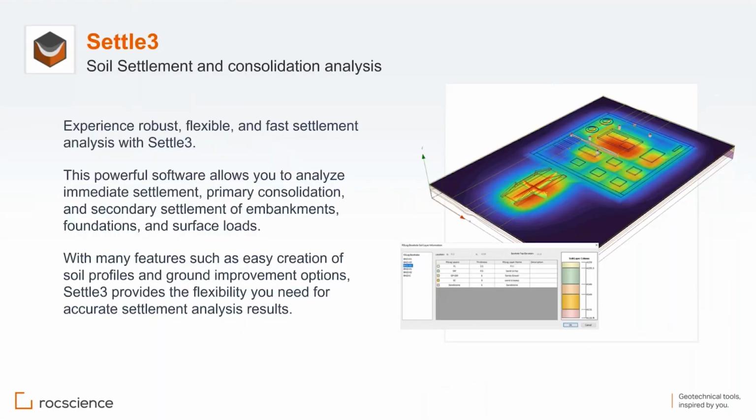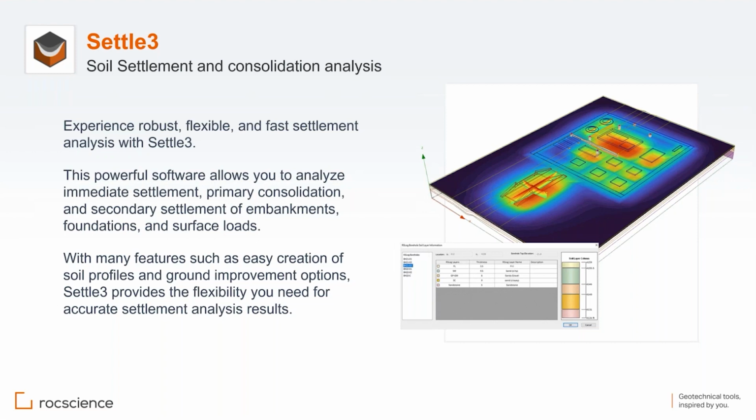Settle3 is a soil settlement and consolidation analysis program, and you can experience robust, flexible, and fast settlement analysis with Settle3. This powerful software allows you to analyze immediate settlement, primary consolidation, and secondary settlement of embankments, foundations, and surface loads. With many features such as easy creation of soil profiles and ground improvement options, Settle3 provides the flexibility you need for accurate settlement analysis results.